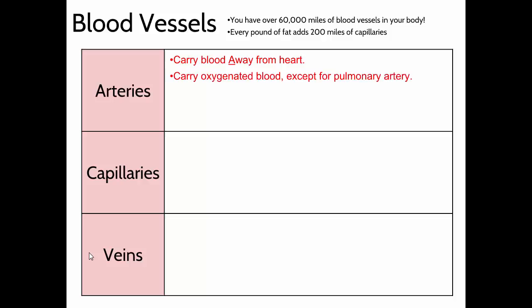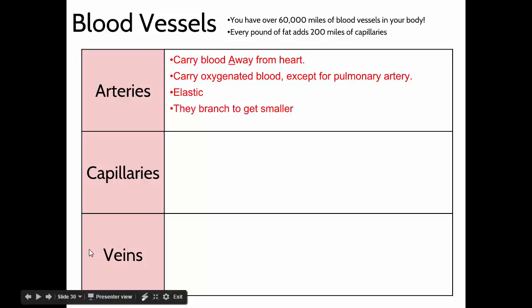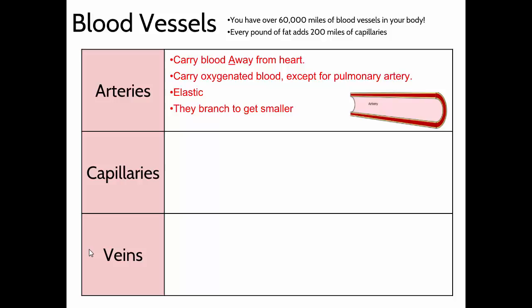Arteries usually carry oxygenated blood, but not the pulmonary artery. Because where is it carrying the blood to? The lungs. Sending it to the lungs, so it's not oxygenated. And arteries are very strong. They're elastic or stretchy. And as they leave our heart, they're really wide and thick. But as they branch off to go to different parts of our body, they start to get narrower and narrower. Now on the inside, they should be nice and smooth, so blood can flow through them very easily.